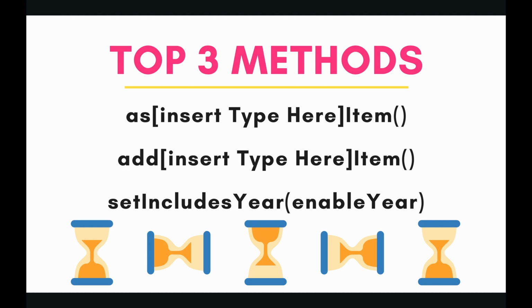Basically, this is used if you have a generic item and you want to typecast that into a specific item. All you would need to do is put the type right where it says insert type here. So if you had a time item, all you would need to say is asTimeItem. Similarly, for the next method, addInsertTypeHereItem, all you would need to do is insert your type there, and that would add that item to the form. So you would say something like addDateTimeItem, and then that would add it to the form.